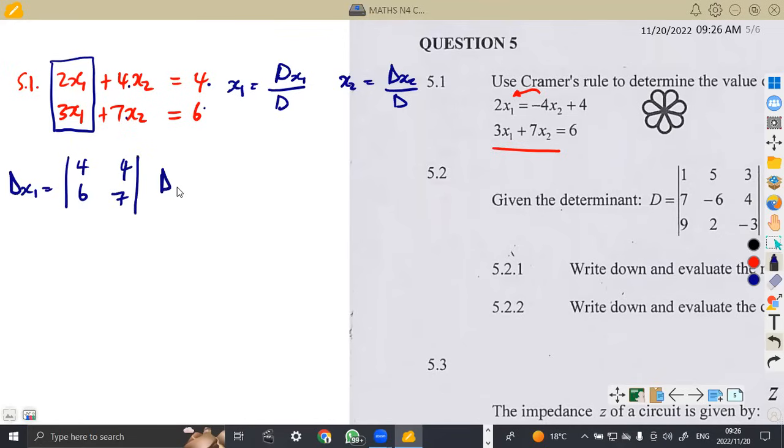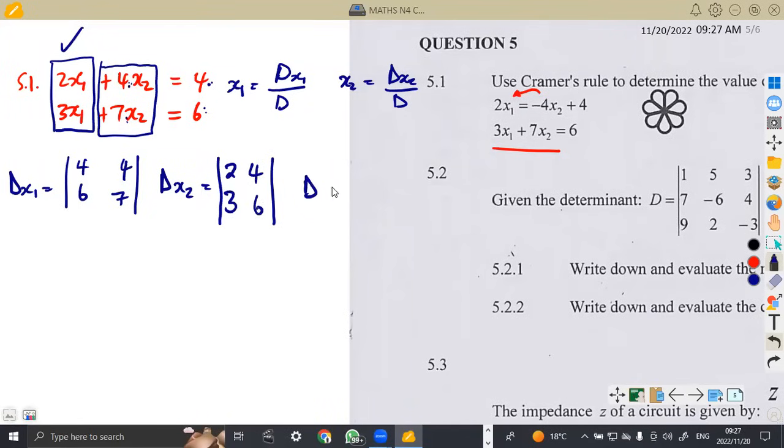Okay, we do the same thing, determinant with respect to x2. We close that part where we have got x2 here, and we substitute with constants. So this part is going to remain as it is, which is 2, 3. But for 4 and 7, now you replace with the constants, which is 4, 6. Then the last one is the determinant with respect to constants, which means we just have to take this part and this part as it is, 2, 3, 4, 7.